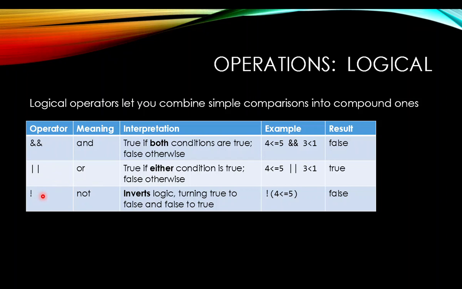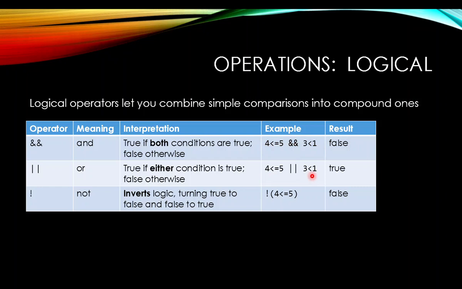If the thing was true before, it'll turn it to false, and if it was false before, it'll turn it to true. And you can use these things to make various more complex conditions. So for instance, is 4 less than or equal to 5? Yes. Is 3 less than 1? Nope, it's not. So this part's true, this part's false, and since one of them is false, the whole thing cannot be true since it has AND. So a true thing ANDed with a false thing, the answer is going to be false.